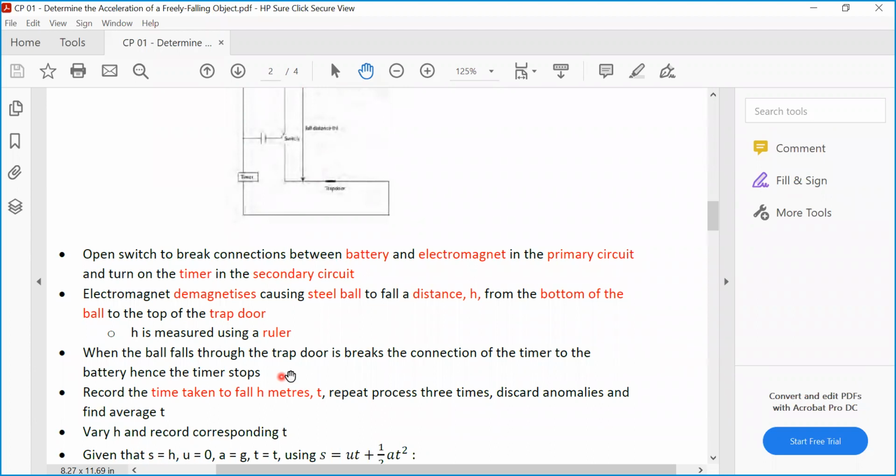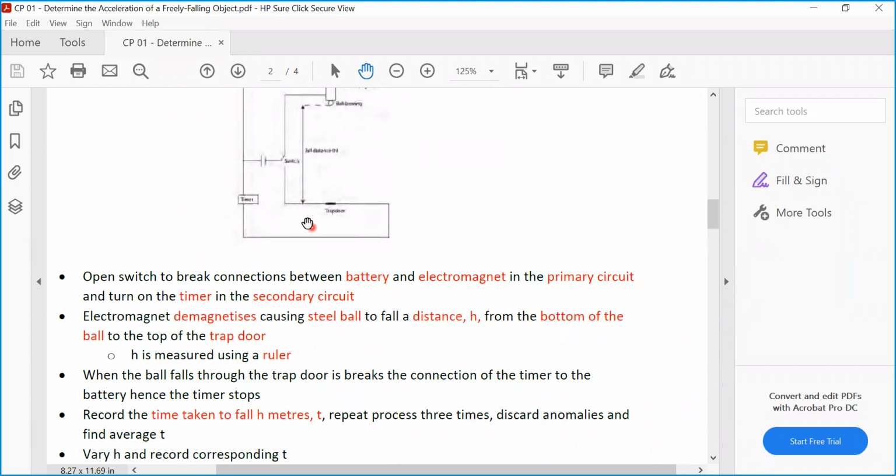When the ball falls through the trapdoor, it breaks the connection of the timer. Here there's a trapdoor. When it goes through this, it breaks the connection. This timer is also connected to a circuit. When current stops through the timer, it stops. So when the ball comes and goes through the trapdoor, at the moment the ball is at the trapdoor, this timer stops.